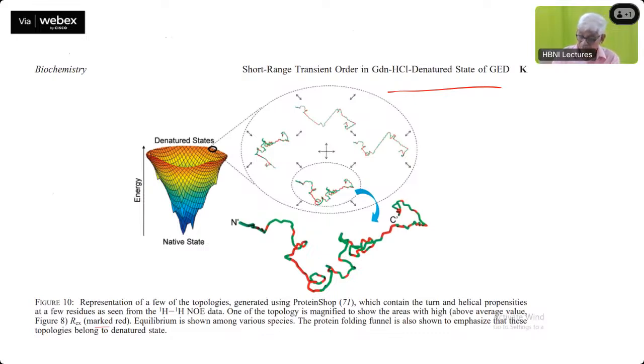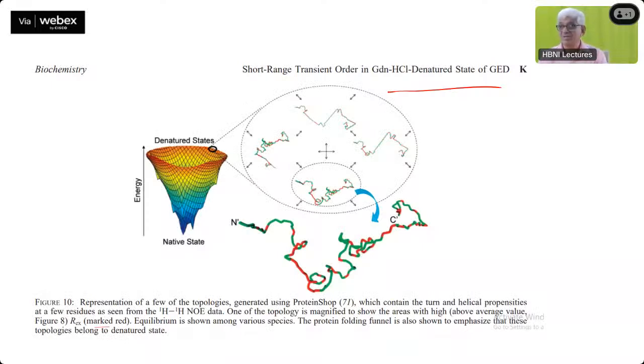The protein folding funnel is also shown to emphasize that these topologies belong to the denatured state. In this area, therefore, the denatured state on the top is not really fully denatured. There is a certain degree of order. The propensities are there for certain structures getting formed, and the exchange is happening between the folded and the unfolded state. The helical formed and denatured states, even in the 6 molar guanidine hydrochloride denatured state, you do have this. And these are important from the point of understanding protein structure and dynamics.